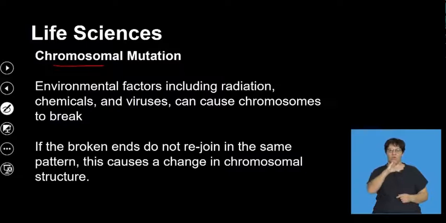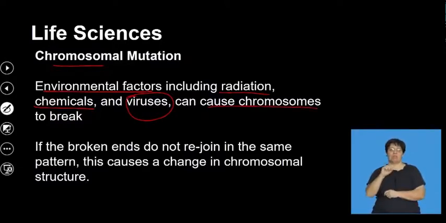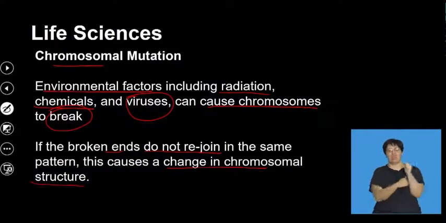So when we look at chromosomal mutations, we know that there are certain environmental factors such as radiation, ultraviolet, nuclear radiation, some chemicals, and even viruses that can cause chromosomal mutations or chromosomes to break. So we refer to that as environmental factors or mutagens. If the broken ends do not rejoin in the same pattern, this will cause a change in the chromosomal structure, and we refer to this as a chromosomal aberration.